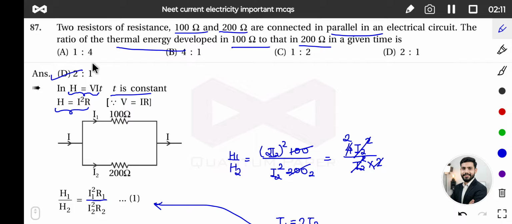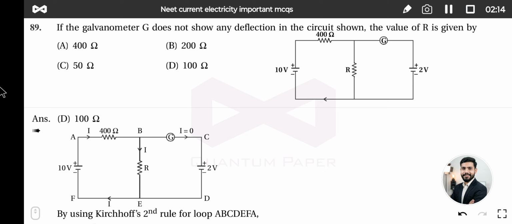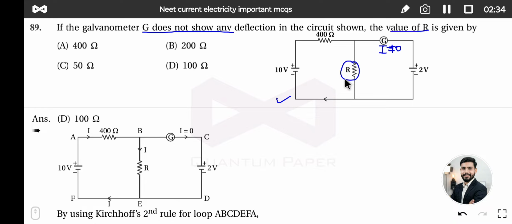Okay. Look at the next question. This is also a previous year NEET question. This diagram is given, and it is given that G does not show any deflection. Here there is no deflection, that means the current is 0. So the question is, the value of R is. We have to find out this value of R.